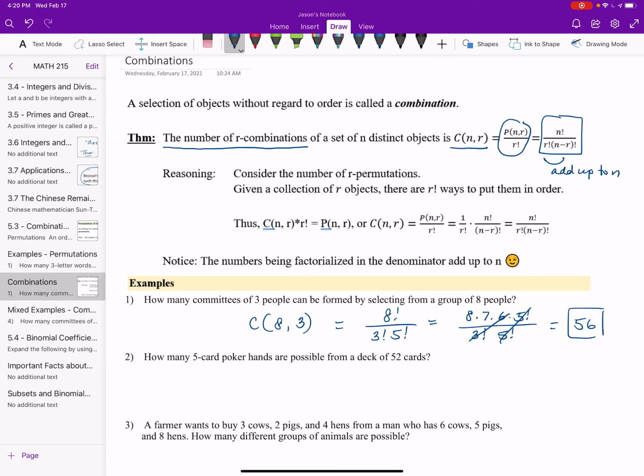Okay. How many 5-card poker hands are possible from a deck of 52 cards? Again, if I have the ace, king, queen, jack, and 10 of the same suit, the first thing I'm going to do is go all in so I win the big money. But the second thing is I don't care what order I got them in, because I can put them in order myself. So this is another situation where we use the combination. We're selecting 5 cards from a group of 52, so it's 52 factorial over 5 factorial times 47 factorial.